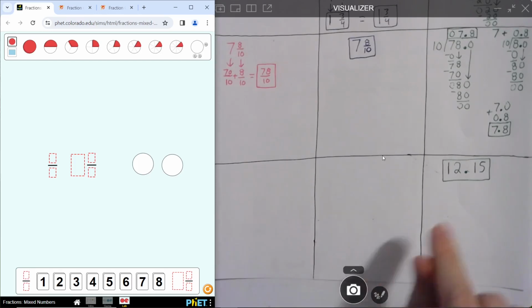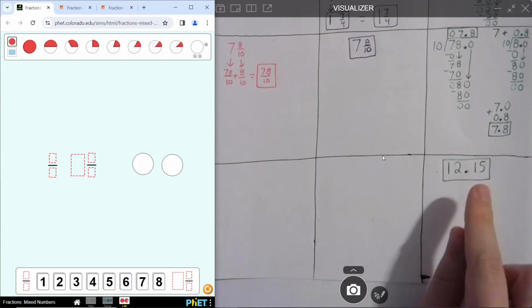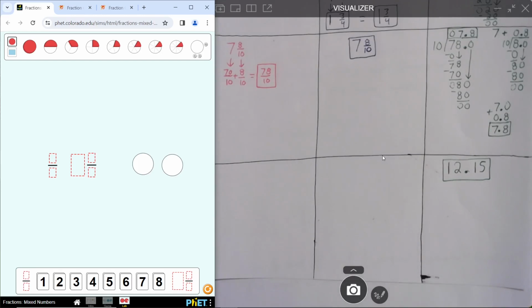Just go ahead and say the word form of this number out loud. In 3, 2, 1. If you said 12 and 15 hundredths, then you are correct. And that's what it is as a mixed number.